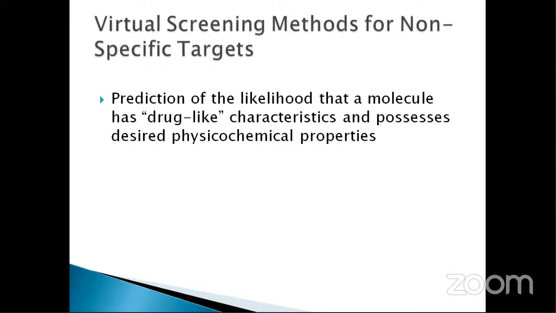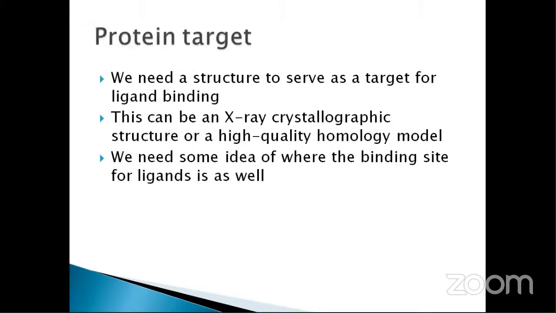This is one important thing: virtual screening methods for non-specific targets. Prediction of the likelihood that a molecule is drug-like. What is this drug-like characteristic? This is a physicochemical property. It tells whether a particular compound has drug-like properties or not. How will you know it? There is something called the Lipinski rule of 5, which comes in cheminformatics, a part of chemistry wherein you study the drug-like properties of a particular compound.